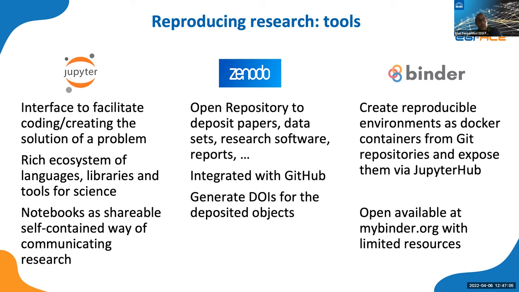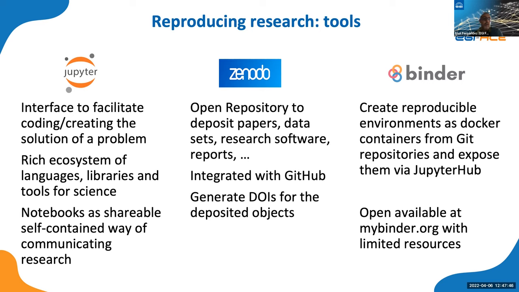And we will do it with two more things. The second one is Zenodo. Zenodo is an open repository to deposit any kind of research object: papers, data, software, reports, anything. It's openly available. Anyone can go there, create an account, and put something up. It's integrated with GitHub, which is very convenient for what we want to do with reproducibility, and it also generates DOIs for whatever you deposit there. So it's very convenient if you want to cite it in a publication.